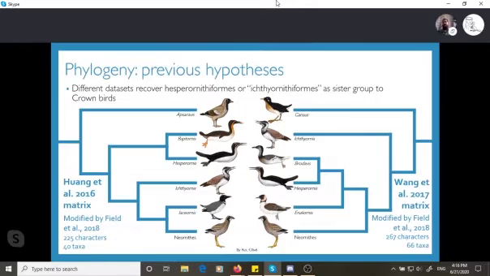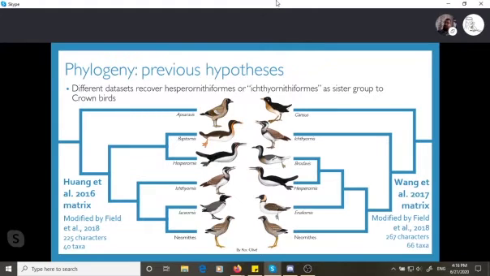So why is it important to understand what was the morphology of Ichthyornis, to have a good idea of its anatomy? Well, if we want to reconstruct the morphological transition leading to the origin of crown birds, we need to have a good idea of how these groups relate to each other. What is the topology of the tree around this region? And the problem is that we don't have this good idea.